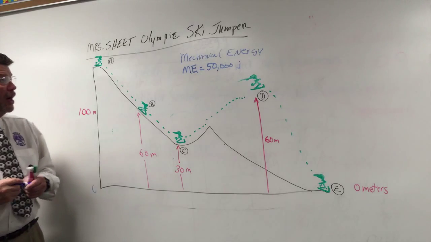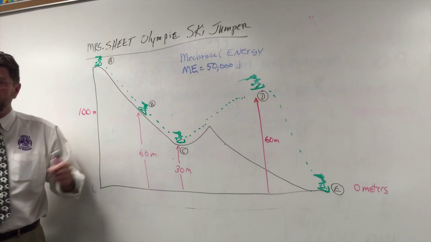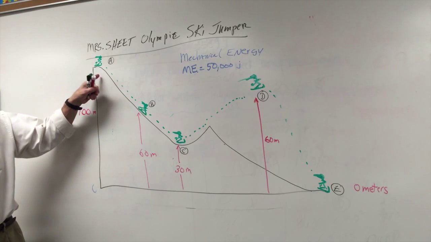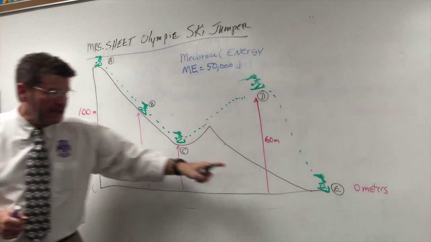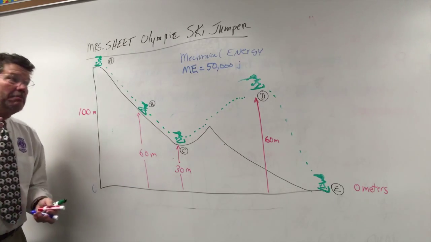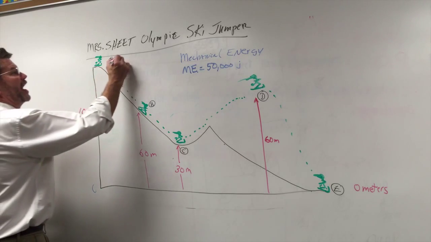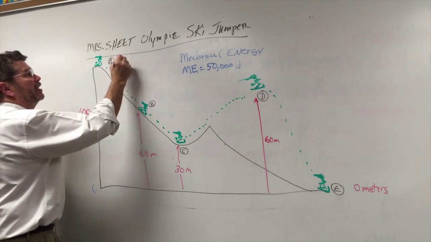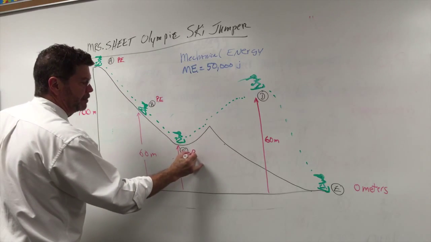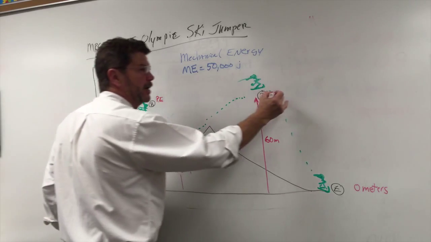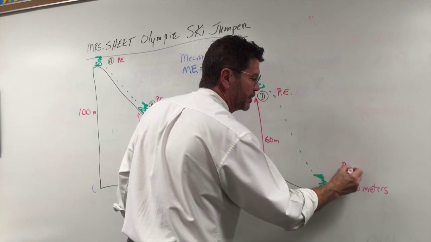So here's what I want to know. Where is she the highest? A, B, C, D, or E? A. She's the highest at A, right? Where is she the lowest? E. So which one has the most potential energy? A. So let's call that PE. And here's a PE, potential energy. Go ahead and write that. And here is PE, potential energy.